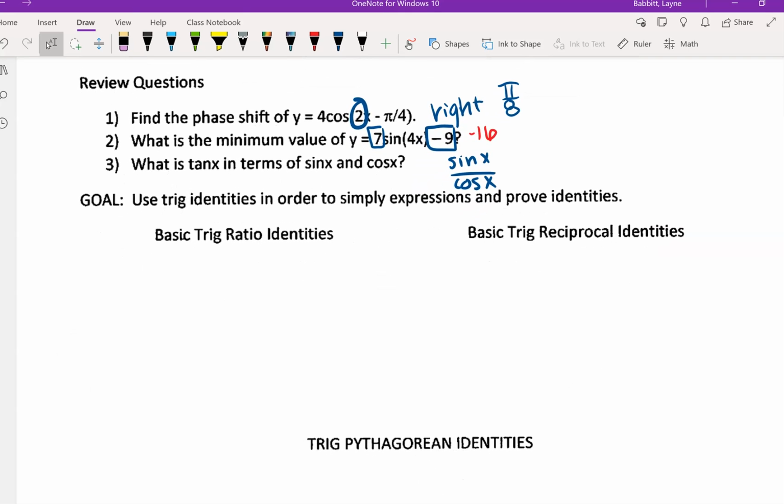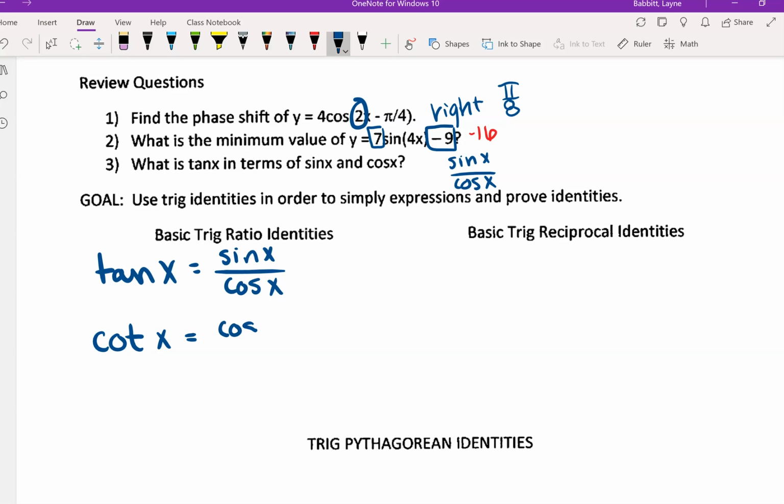So, review. Basic trig ratio identities, just like we had above, tangent of x equals sine x over cosine of x. And then that kind of goes along with cotangent. Remember, cotangent is the reciprocal of tangent. So cotangent of x is going to be cosine of x over sine of x.